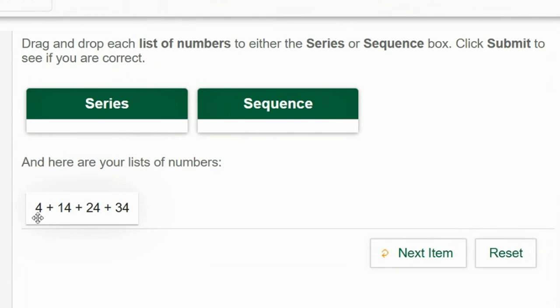So if we have 4 plus 14 plus 24 plus 34, is this a series or a sequence? This is our new thing we're learning. All right, jump out there. Be brave. Be the first one to answer. Okay, Alexander said this is a sequence of numbers. Anybody else? Anybody else? Okay, everyone's going to go with you. Alexander, sequence? Sequence?